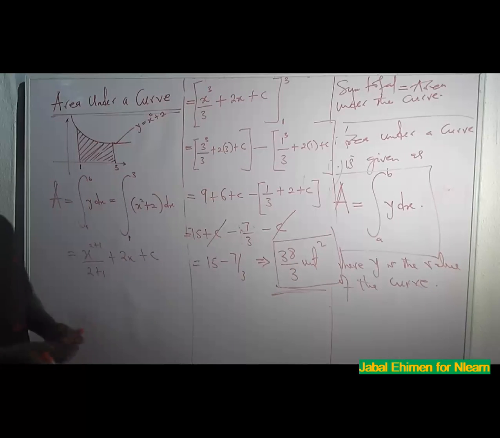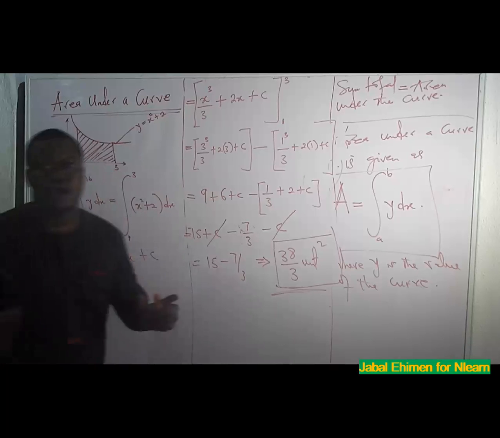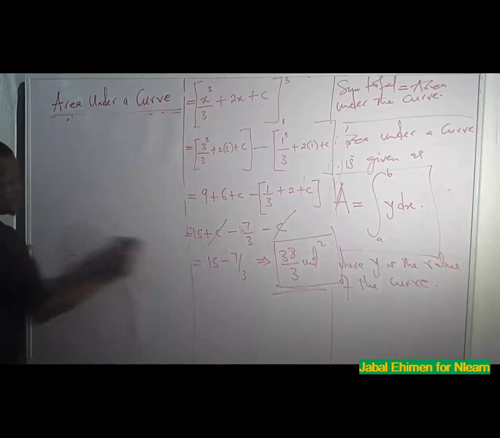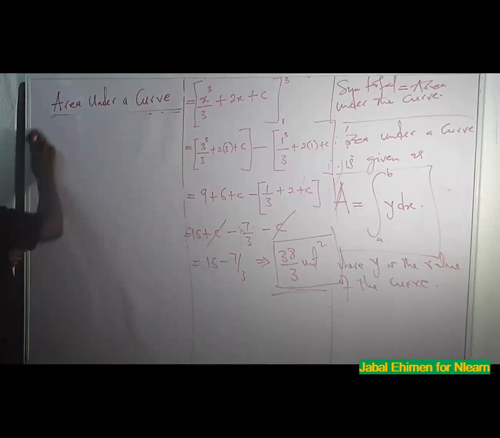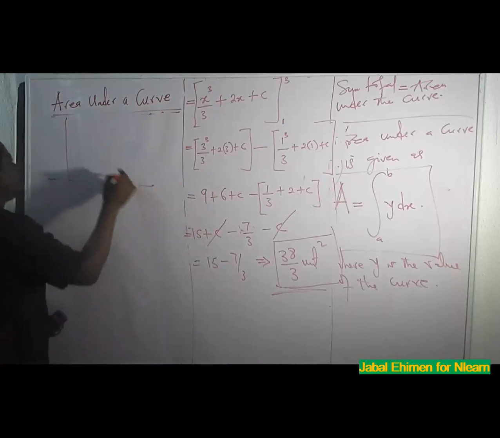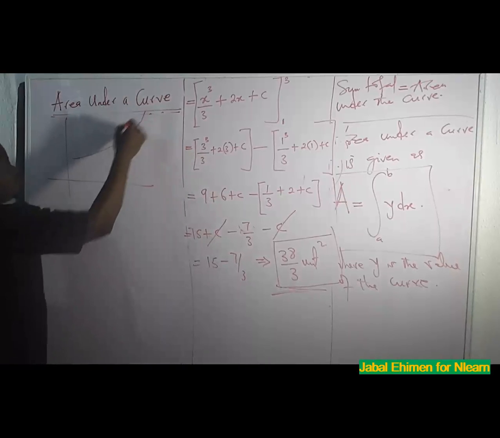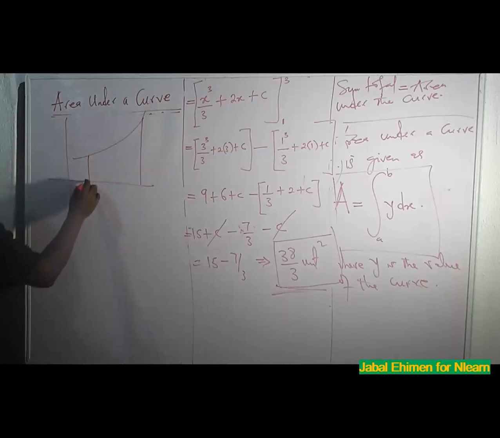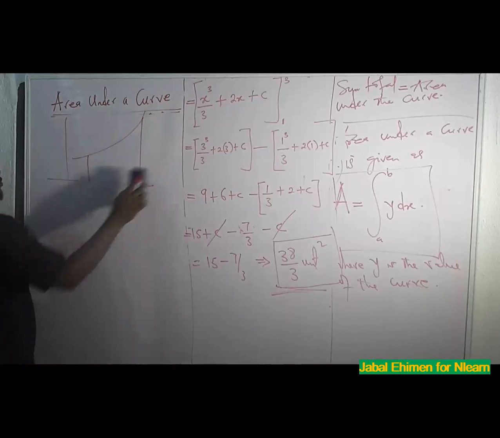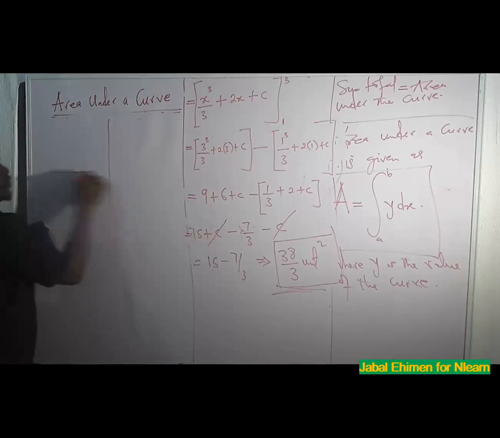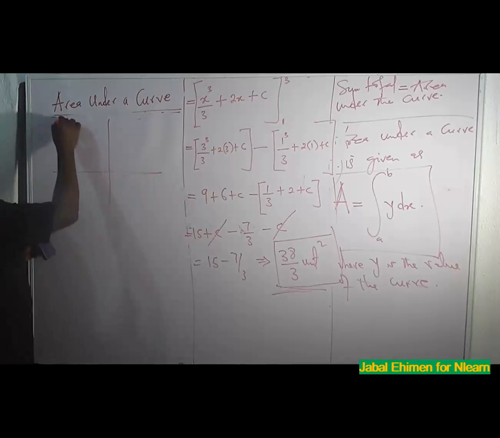Now we'll take another example. That is one more example on area under a curve. Now let's consider these two. You have a situation where you have a curve that is of this nature, and you have something like this, maybe of this nature. Let's try to see something like this. Maybe you have something like this.